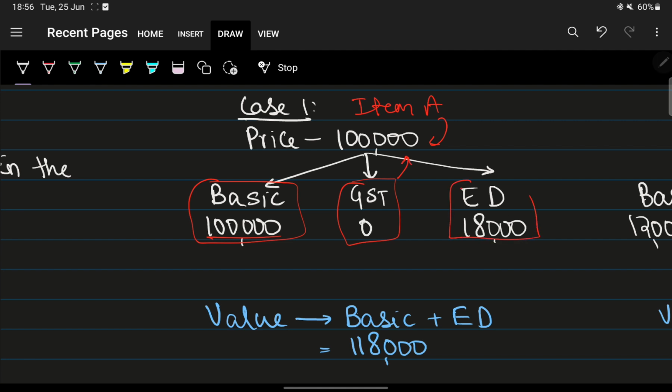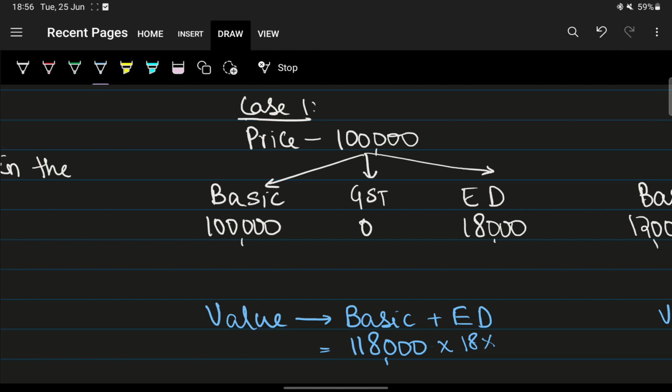Next, excise duty. Excise duty is 18,000 rupees. Now this we'll have to add as per section 15.2 subclause A, so we'll have to add excise duty also into the value of supply. And GST, let's assume item A has 18% GST. GST will be charged on the basic plus excise duty, so 1 lakh 18,000 into 18%. How much is that?